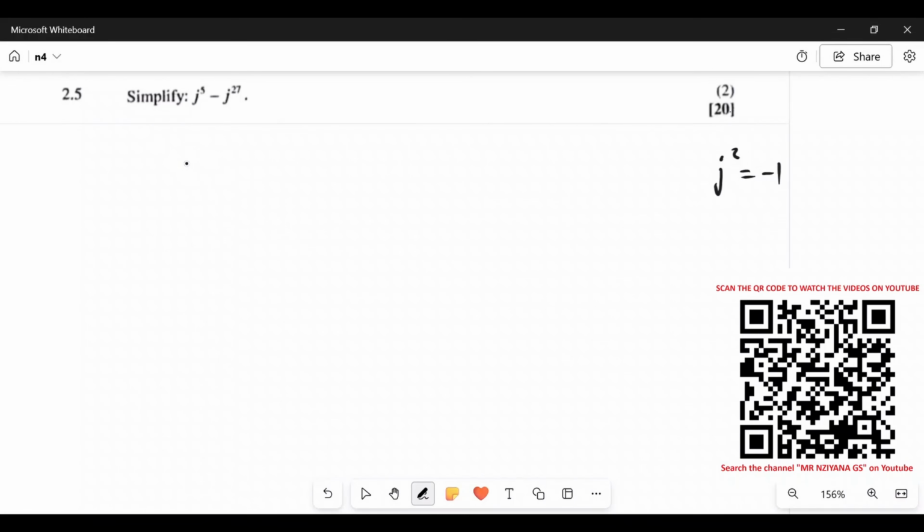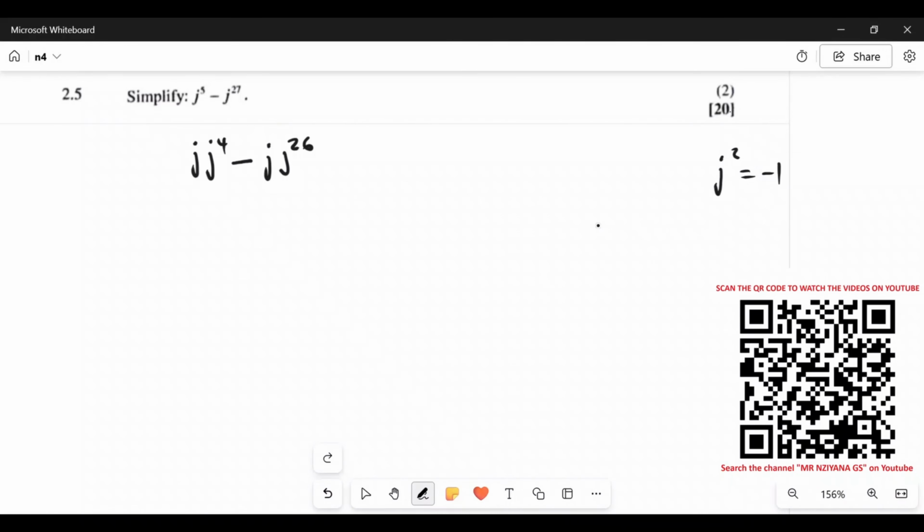We have J to the power of 5. We can first expand this and say J multiplied by J to the power of 4. The aim here is to have an imaginary number with an even exponent, right? If it has an odd exponent, we have to apply the exponent law, which is going to help us have one of the J's with an even power. So minus, even this one here, you say J multiplied by J to the power of 26. So these two J's here have an even power.